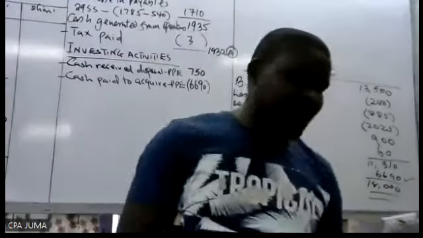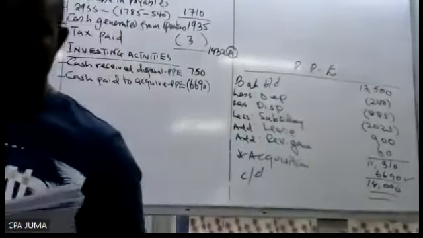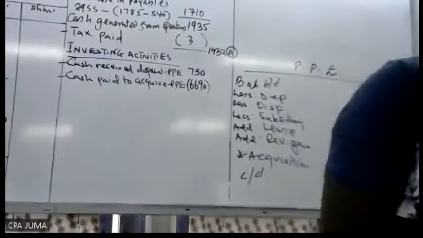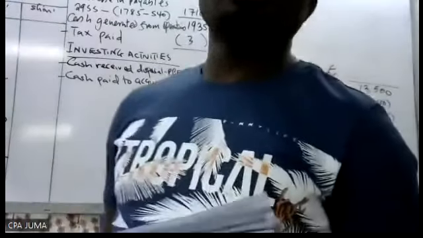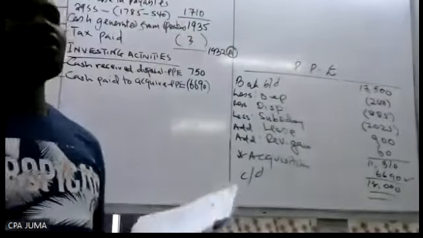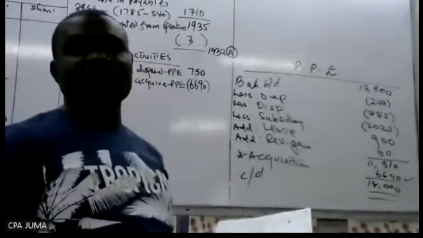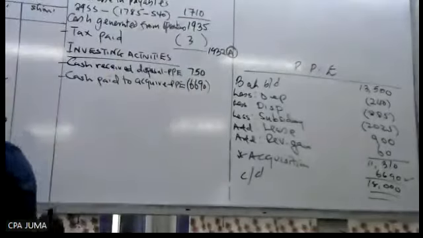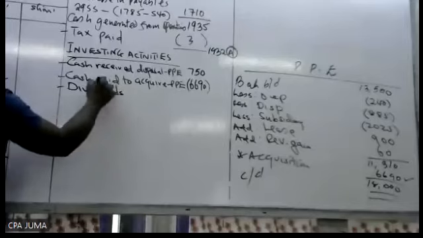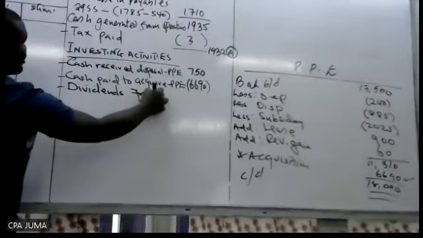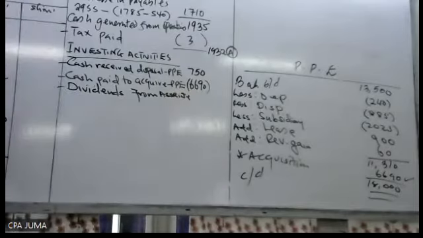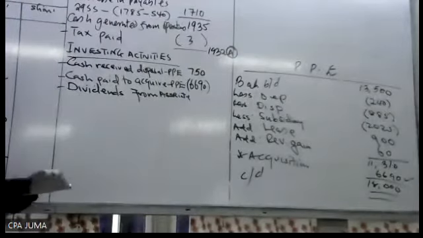The next item under non-current assets, we have what? Goodwill, tulimalizana kwa impairment. Ignore. Last is investment in associate. What do we assess? Dividends. An associate is a company where we just sit at home and wait for dividends. So you come here and say dividends from associates.